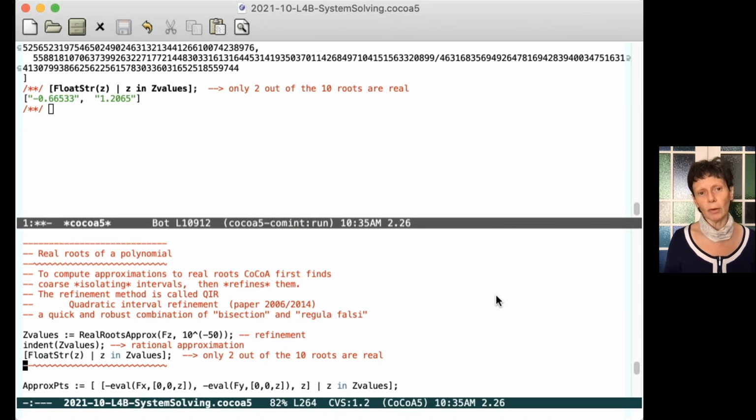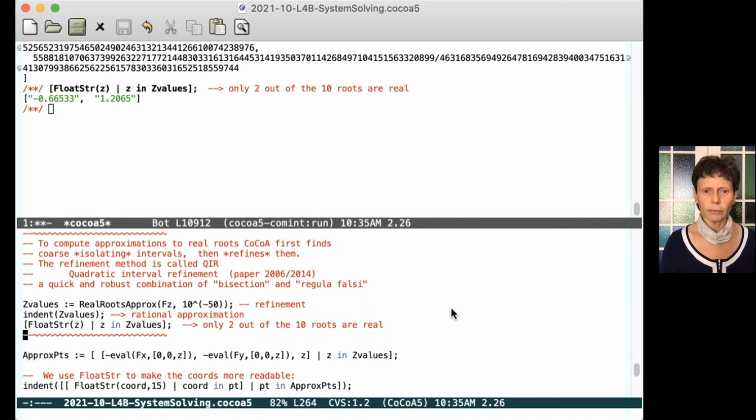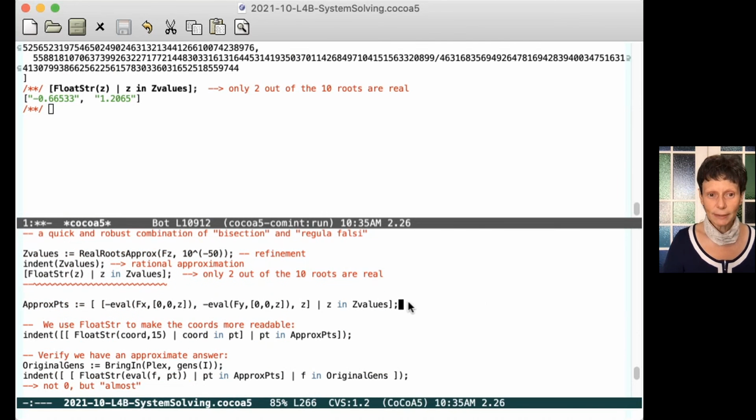Okay, that's all we can get. We cannot compute the complex solutions in CoCoA, but in many real-life problems you are interested in the real solutions, not all the complex solutions. So that's already pretty good. These are the 2 values of z for the 2 real points. And then we substitute in the 2 polynomials for x and y.